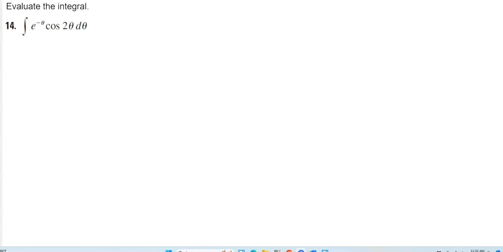We want to evaluate the integral, and we're going to use integration by parts. So the integral is e to the negative theta times the cosine of 2 theta d theta. What we're going to do is let u equal e to the negative theta, and dv is going to equal the cosine of 2 theta d theta.